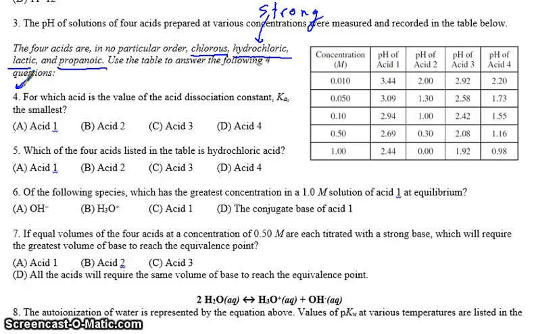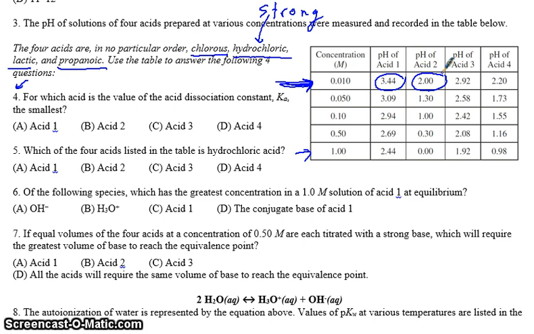Okay, so what we're seeing is each of the 4 acids is given a pH at a certain concentration, going from 0.01 all the way up to 1 molar. So looking at this row right here, we're seeing that the pH of acid 1 is the highest. Notice it's 3.44. The pH of acid 2 is the lowest. Now, the stronger the acid, the lower the pH would be.